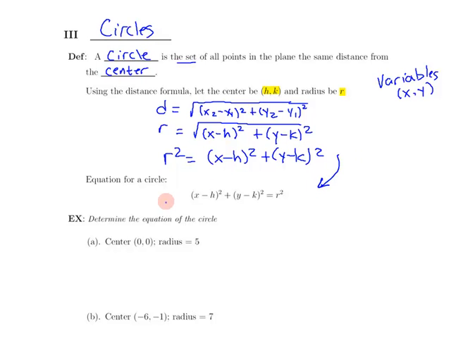Or just flip it around. This is the equation for a circle that has a center of (h, k) and a radius of r. We can now write down the equation for a circle. So for example, look at this one.